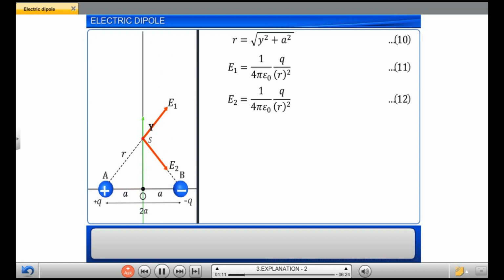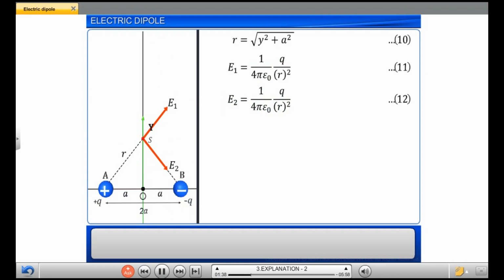Electric field strength E2 is directed towards the negative charge and acts along the line joining the point S and the charge minus q as shown. We observe that the magnitude of E1 is equal to that of E2. The point S lies on the perpendicular bisector of the line joining the charges plus q and minus q.